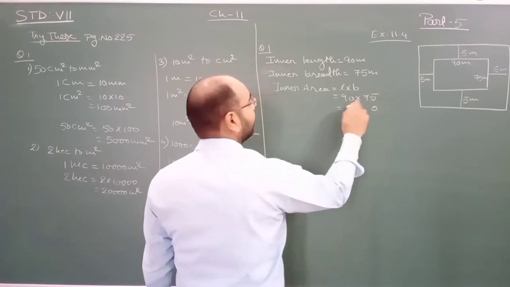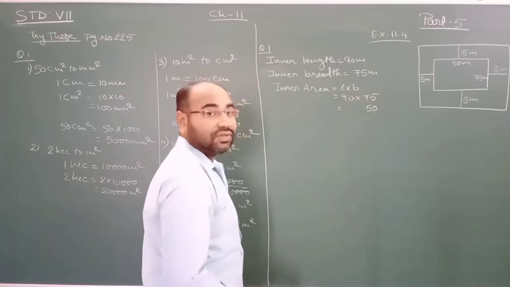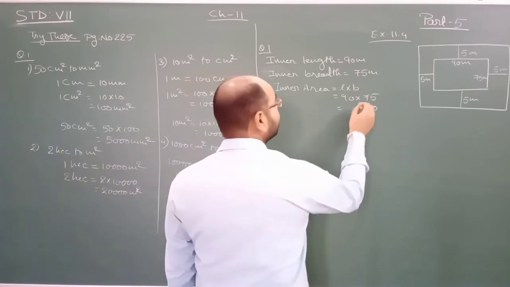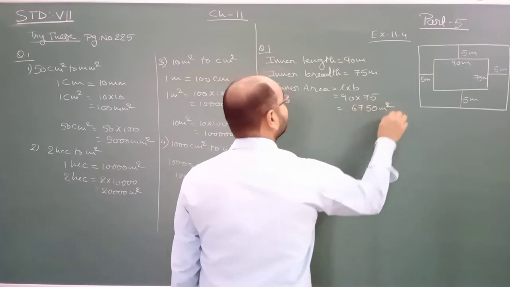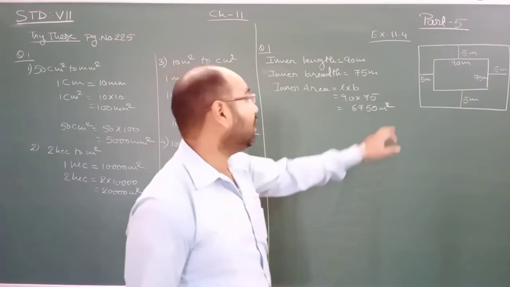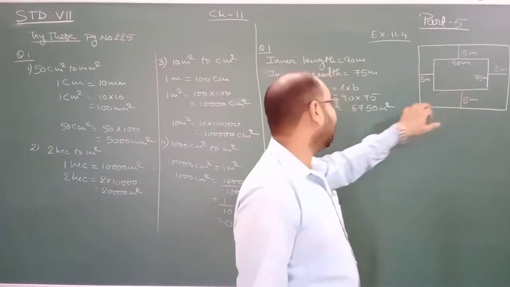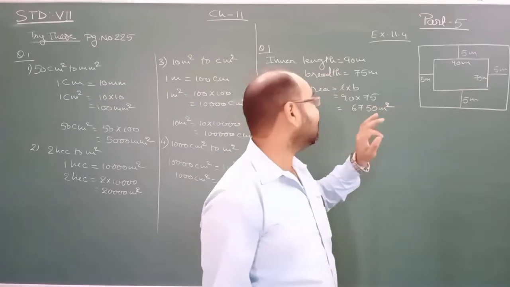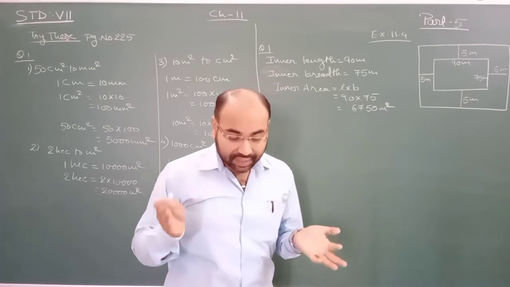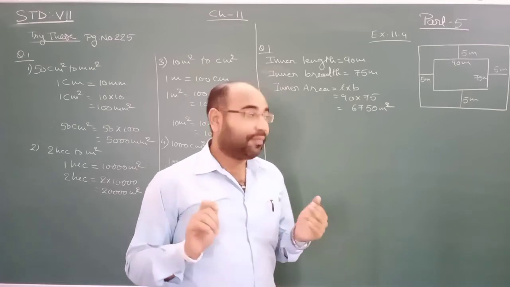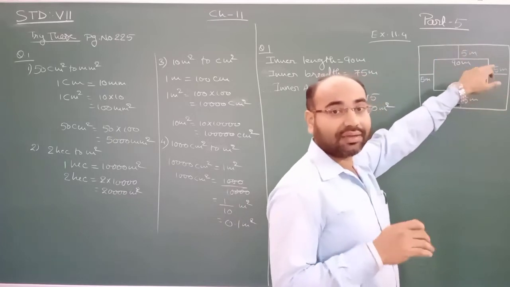75. So 0, 9 5s is 45, 4, 9 7s is 63, plus 4 is 67. So this much meter square is the area of this garden. ये गार्डन का एरिया हमें पता चल गया, it is 6750 मीटर स्क्वायर. अब क्या फाइंड आउट करना है, that area of path.